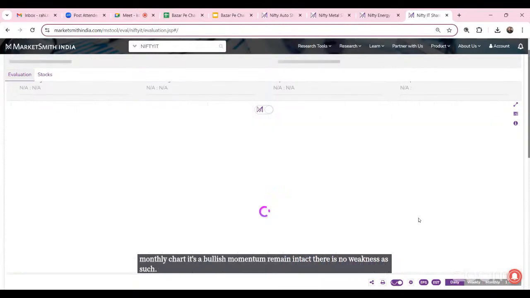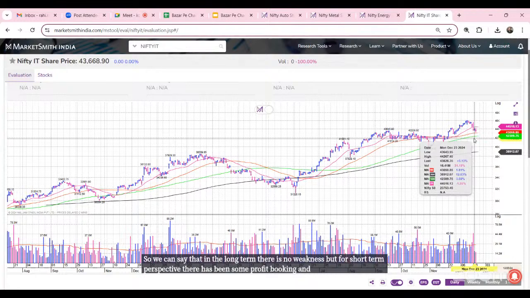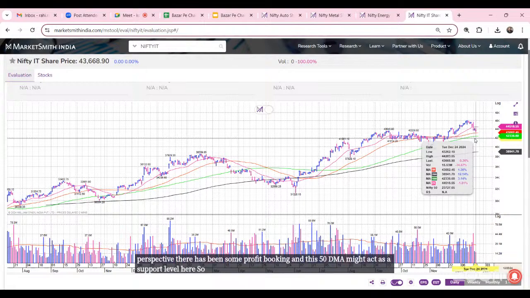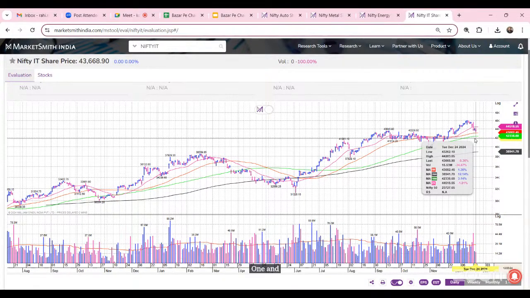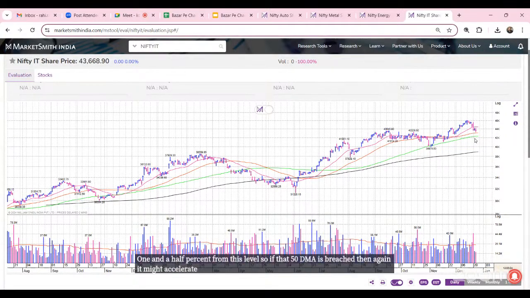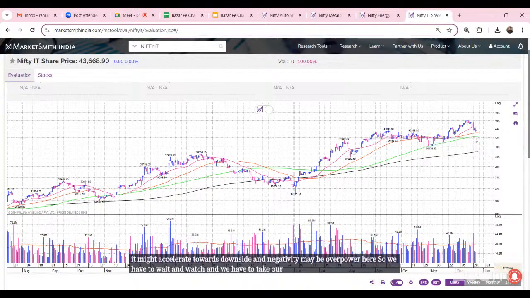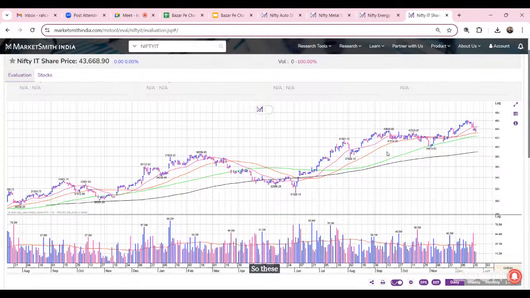So we can say that in the long term there is no weakness, but from a short-term perspective there has been some profit booking, and this 50 DMA might act as a support level here. The 50 DMA is placed around 43,000, which is just 1.5% from this level. If that 50 DMA is breached, then again it might accelerate towards the downside, and negativity may overpower here. So we have to wait and watch, and take our action accordingly. So these were the four indices that I was thinking to discuss. I think two remaining indices are left.